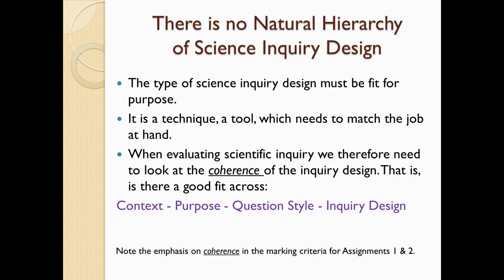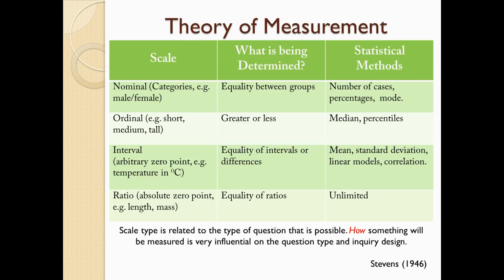So when evaluating scientific inquiry, we therefore need to look at the coherence of the inquiry design. That is, is there a good fit across the context, the purpose, the question style, and the inquiry design? And you'll see in the marking criteria for your assignments the word coherence, and that's what I'm referring to in relation to justified research questions.